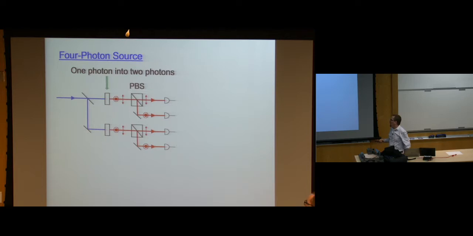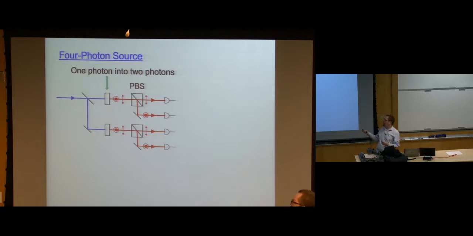Okay. But what's the problem with this? The problem is that these 2 photons come at the same time, and these 2 photons come at the same time, but these 2 don't necessarily come at the same time as those 2. And the actual emission process is random.